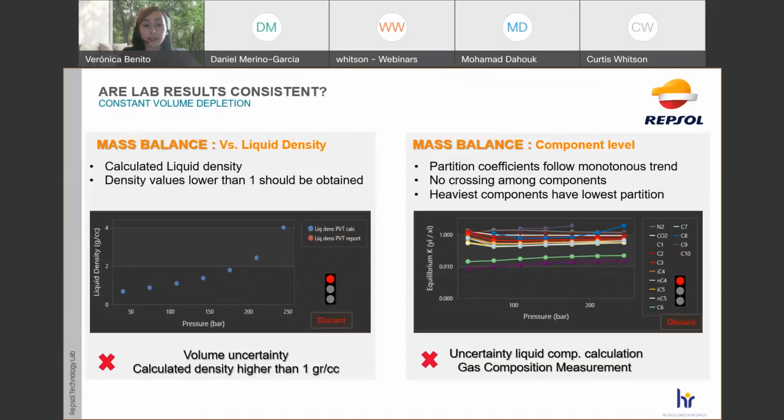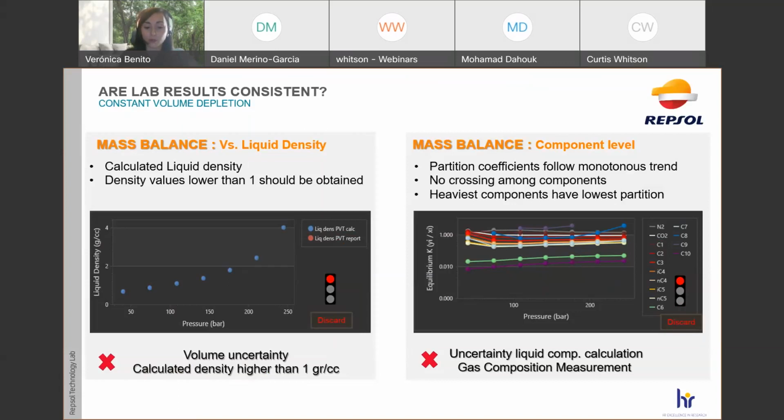On the other hand, here specifically for gas samples, we show you an example of the consistency analysis of the constant volume depletion experiment. As in the differential liberation for oil samples, we applied a set of different checks, but we are showing here again just a couple of them, being again the material balance. The first one is based on comparing the calculated liquid density with the reported liquid density. So no major differences should be obtained.